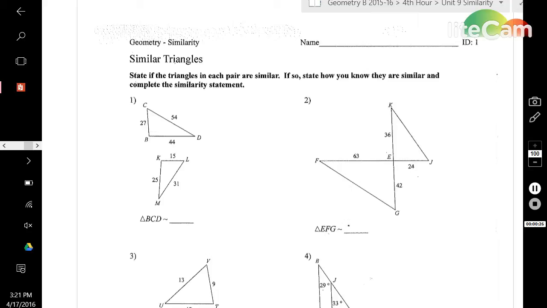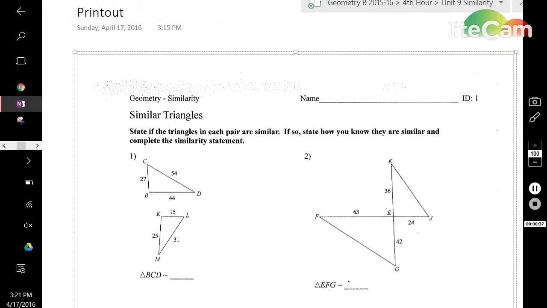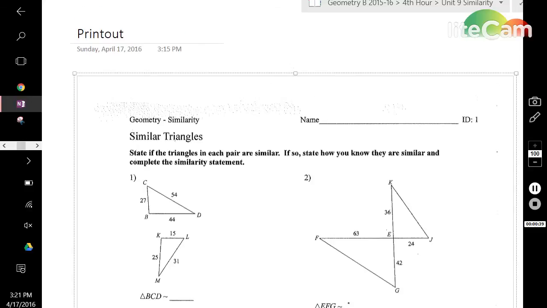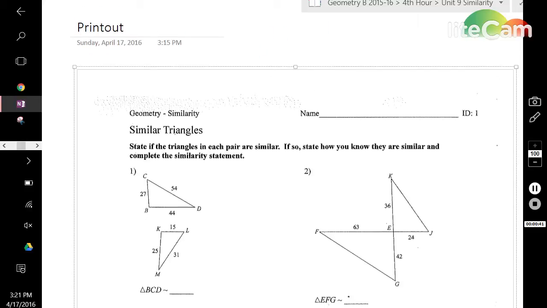But with triangles, we don't have to measure every single facet of the triangle. We don't have to measure all the angles. We don't have to measure all the side lengths. There is a minimum amount of information you need. And the minimum amount of information creates three different situations. So, first situation, if you have two angles, call this angle, angle, in two triangles that correspond and they are congruent, that means they are similar.